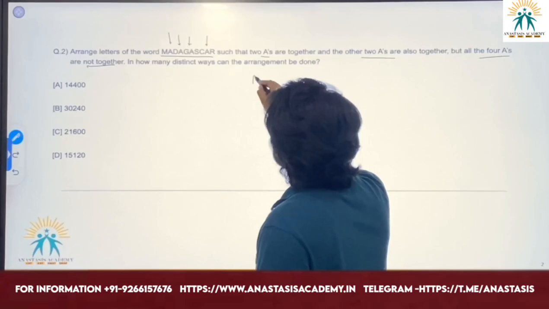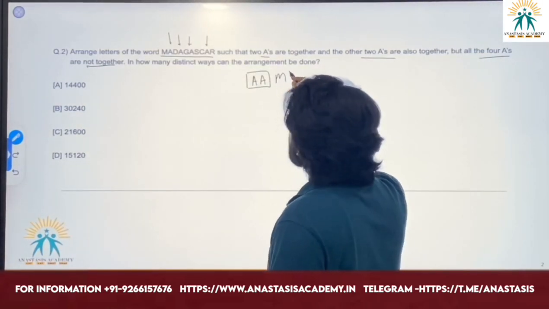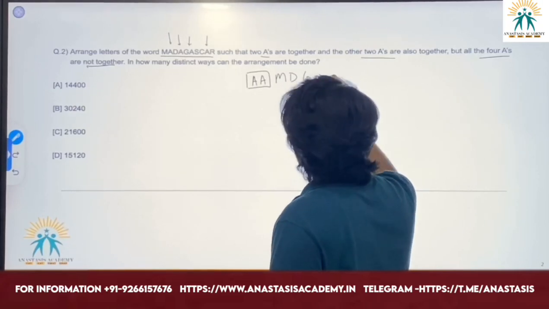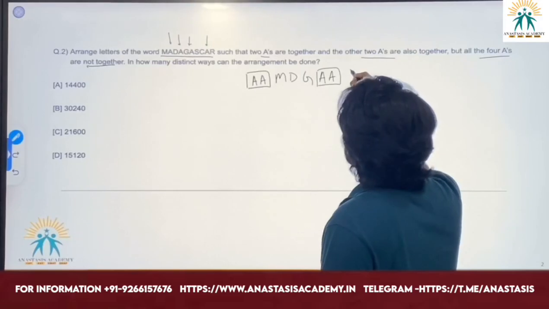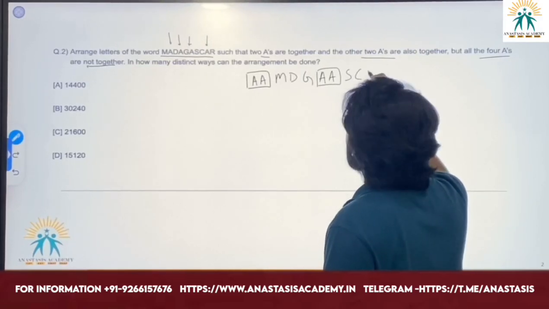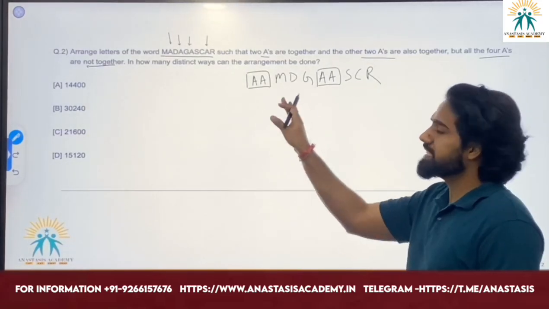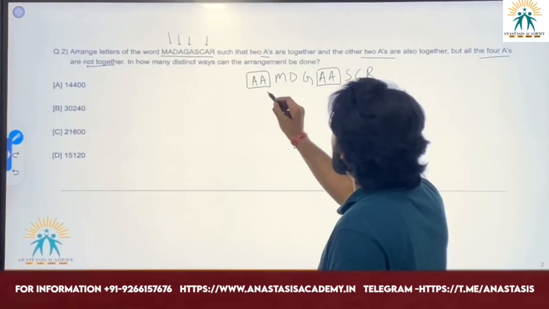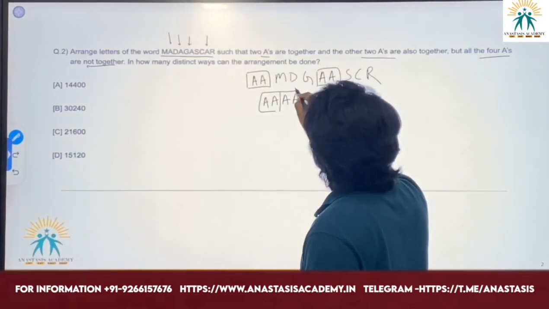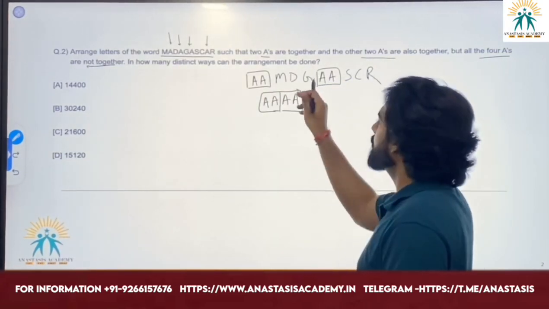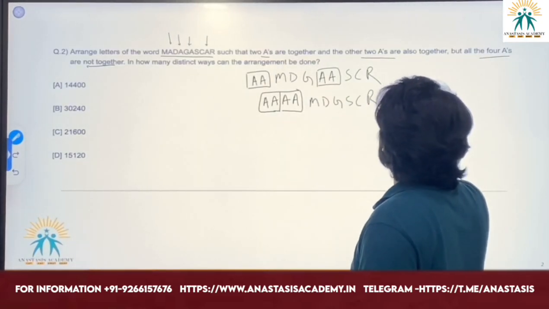So let's place this one packet of A's together, then comes the M, D, G. Let's place the second packet of double A together, and then what is left? S, C and R. These letters are left. So this is one possible arrangement. I cannot have these four A's together, or these two packets side by side with all the other letters as they are. I cannot have this arrangement.